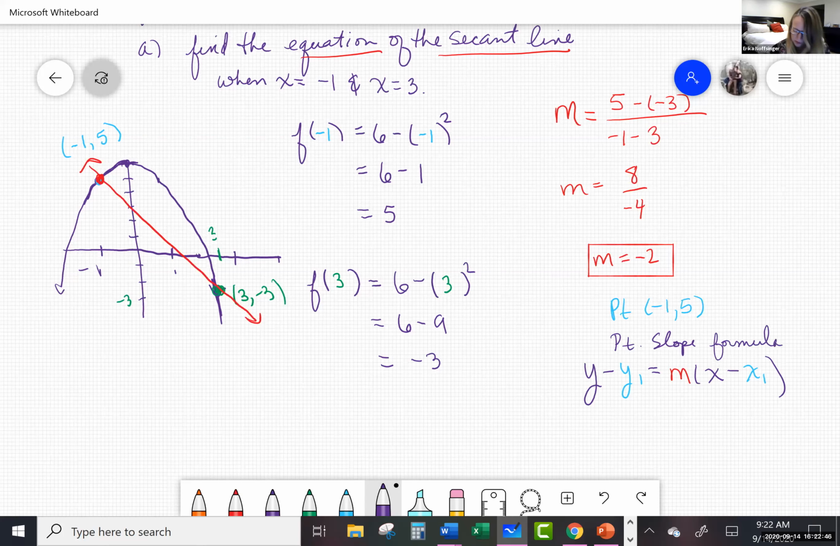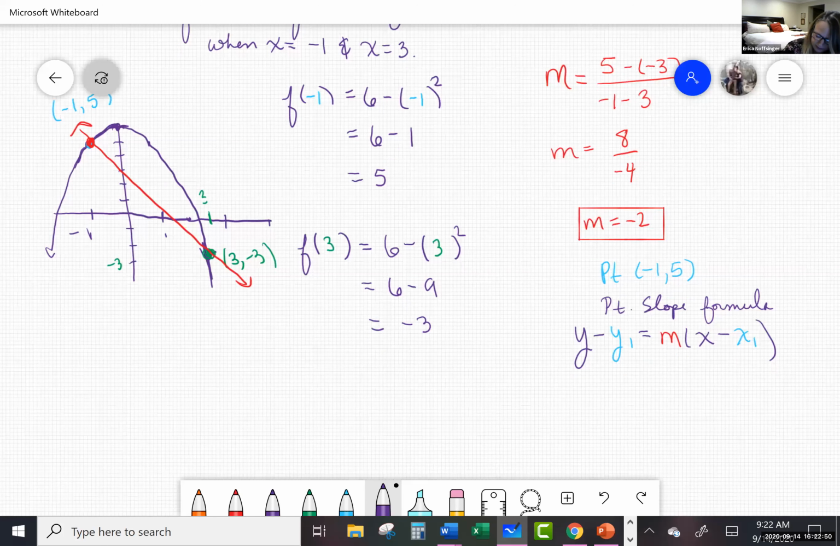Or you can use how we were doing it before, which was y equals mx plus b, which I tend to like to use. But if you're looking at how to do things in the book, they might be showing you it this way. Well, I have a point when y is 5. I know this is equal to my slope, which we found to be -2, all times x. Well, when y was 5, x was -1, plus b.